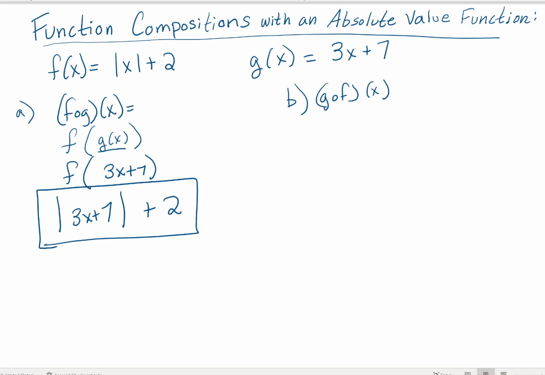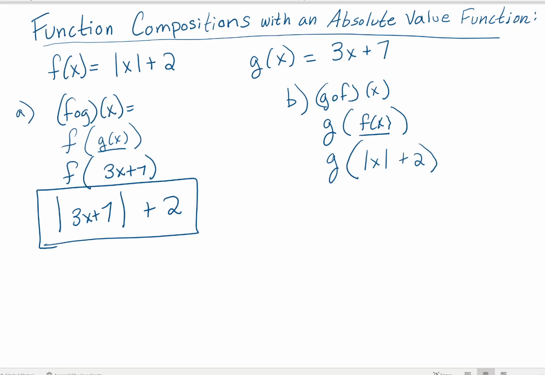Now let's see what this looks like doing the reverse. So g of f of x. Let's rewrite this as g parentheses f of x. Starting from the inside, we're looking at our f of x function. So we've got g of f of x. Now f of x is absolute value of x plus 2.